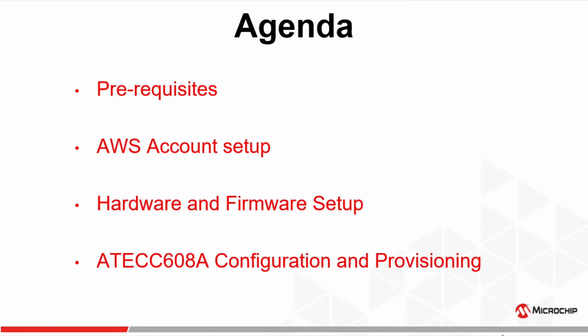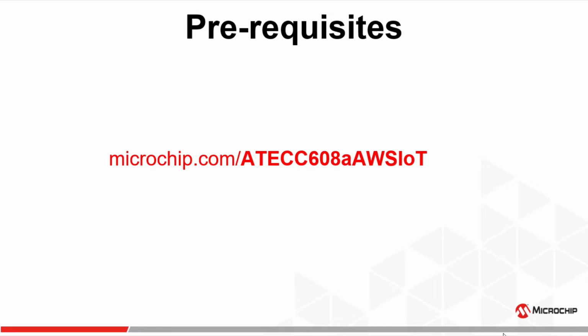So in the flow for today, we'll cover the prerequisites, what your system needs to have, the tools and whatnot. Then we'll show you how to set up the AWS accounts in a very quick way with everything in place for you to get started. We'll show you how to set up your hardware and firmware. And finally, we'll guide you on how to configure and provision your secure element, here the ATECC608A.